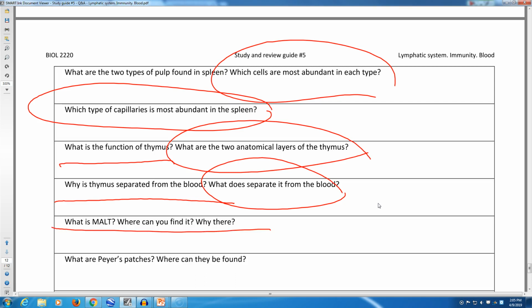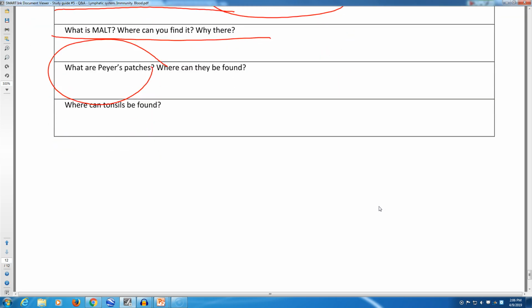MALT, mucosa-associated lymphoid tissue, found in the respiratory tract and digestive tract. Peyer's patches, specific MALT in the digestive tract. Tonsils, respiratory tract. That's kind of it. So I can tell you this. Lymphatic system, very small part. Really small part.